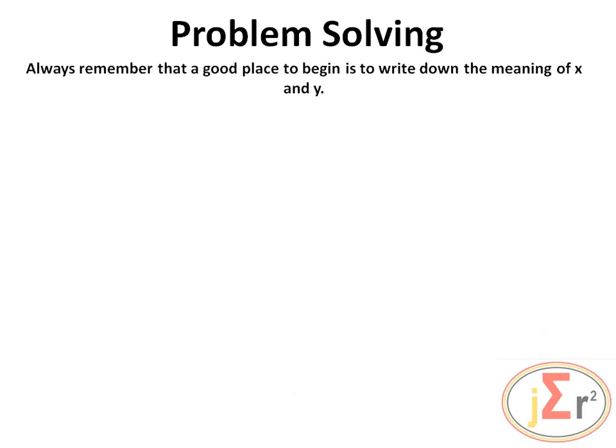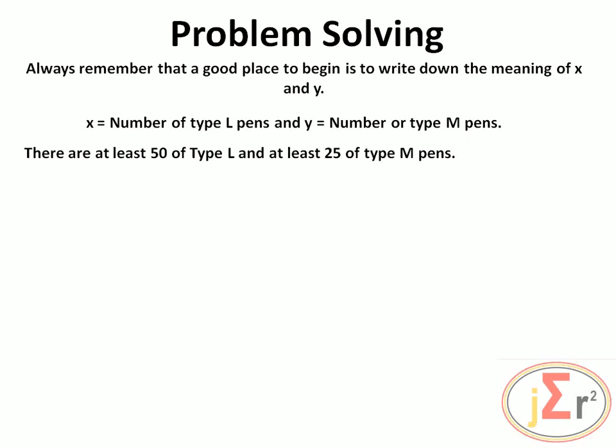Follow in your booklet if there is any problem remembering any detail of the statement that we have just read. Always remember that a good place to begin is to write down the meaning of X and Y, the values that will occupy the axes. So X is equal to the number of type L pens and Y is equal to the number of type M pens. There are at least 50 of type L and at least 25 of type M pens.